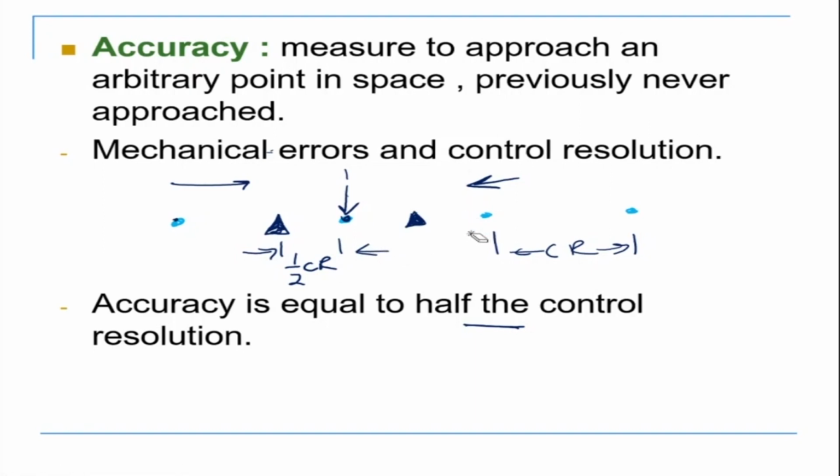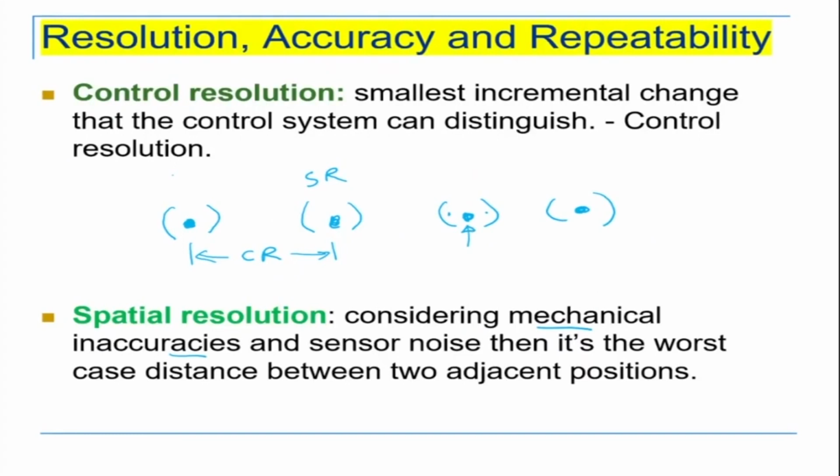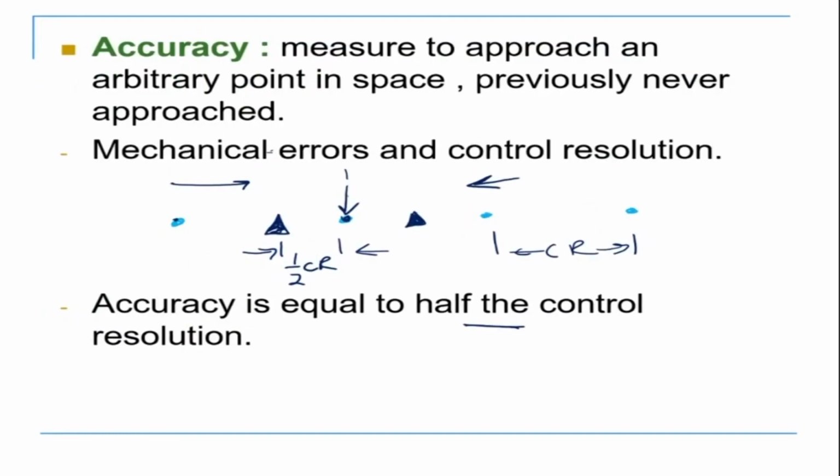So we have seen these two terms. One is the control resolution, the second is the accuracy, and accuracy is defined as equal to half the control resolution. Now we are done with control resolution, which is inherent because of the encoder and the memory size, and accuracy because of all the other errors that are there: mechanical error, temperature, and so on.